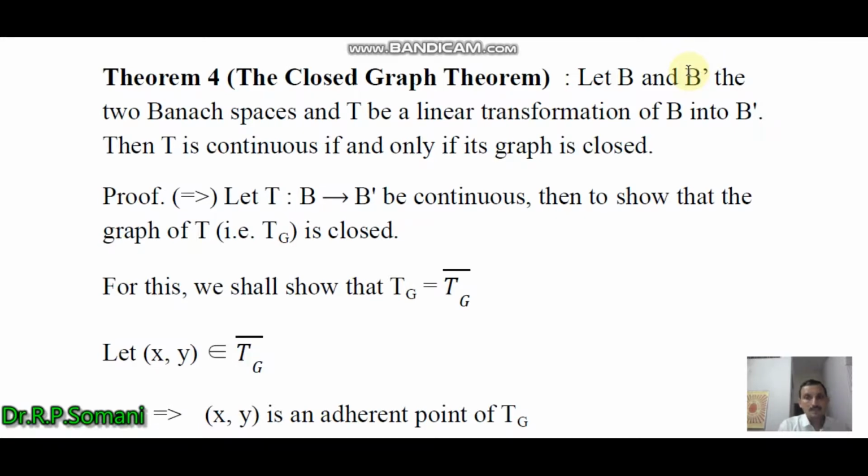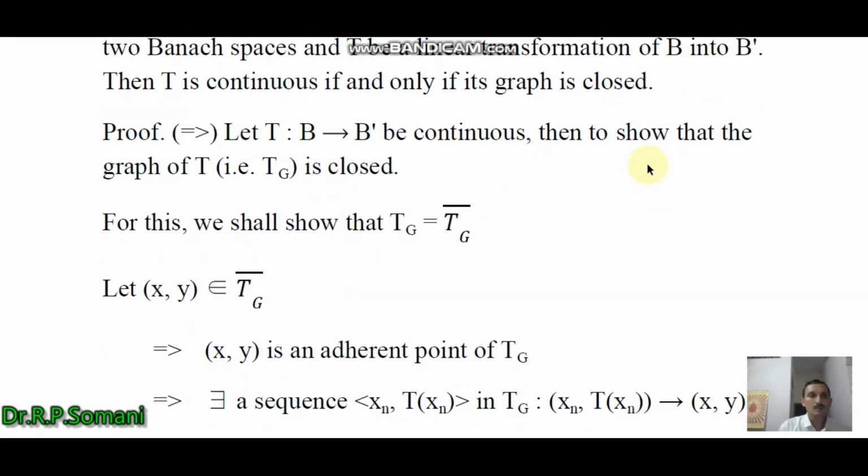In the last, we have an important theorem known as the closed graph theorem. Its statement is like this: let B and B dash be two Banach spaces and T be a linear transformation of B into B dash, then T is continuous if and only if its graph is closed. So this closed graph theorem tells us that T is continuous if and only if its graph is closed. Its proof is similar to the above theorem.